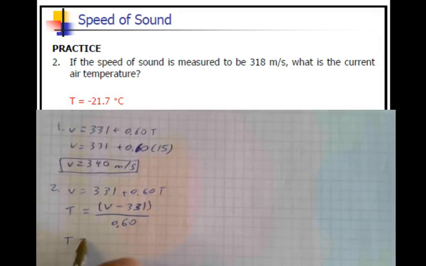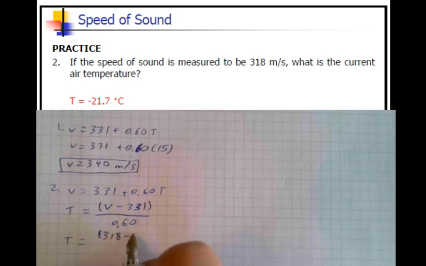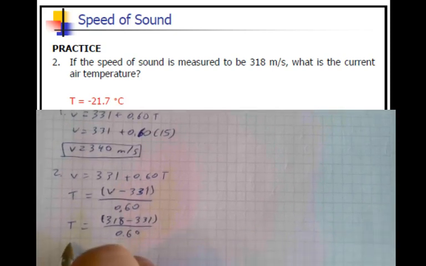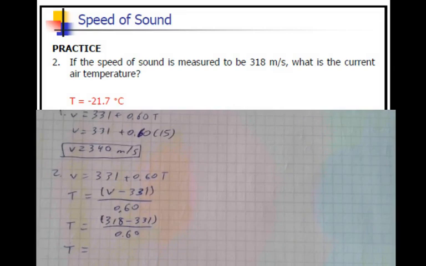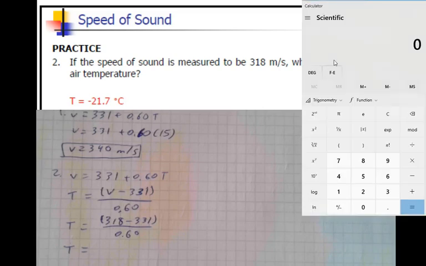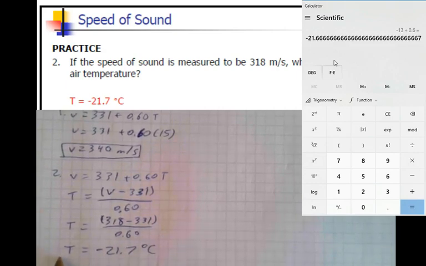We are now left with our substitution, which is 318 minus 331 over 0.60, and T would equal, let's calculate it, 318 minus 331 divided by 0.6. We have negative 21.7. We're going to need to write this in 3 significant digits because our velocity was given in 3 significant digits.